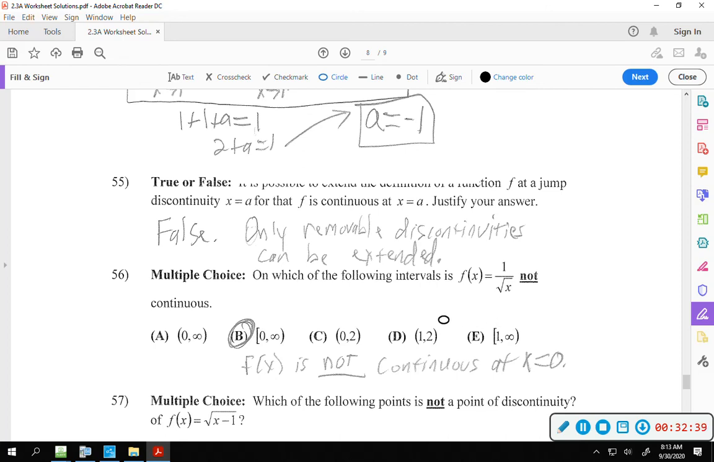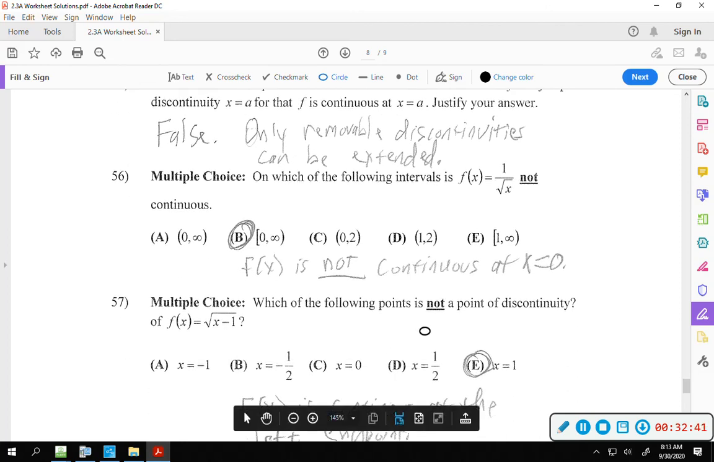57. Which of the following points is not a point of discontinuity? Okay?